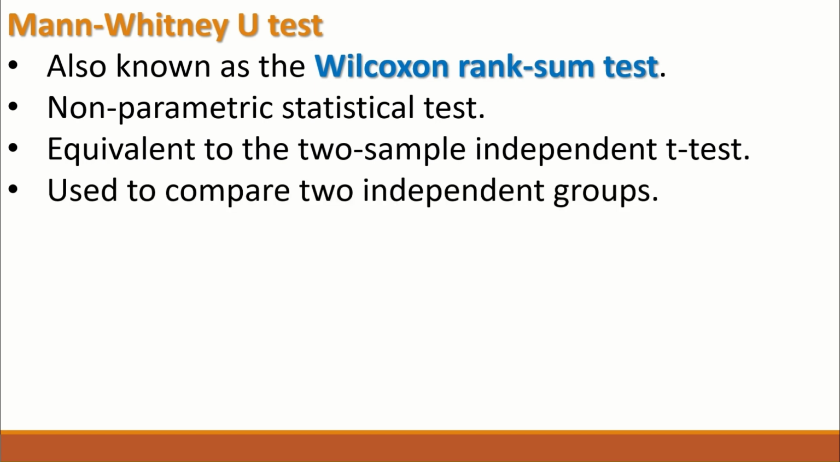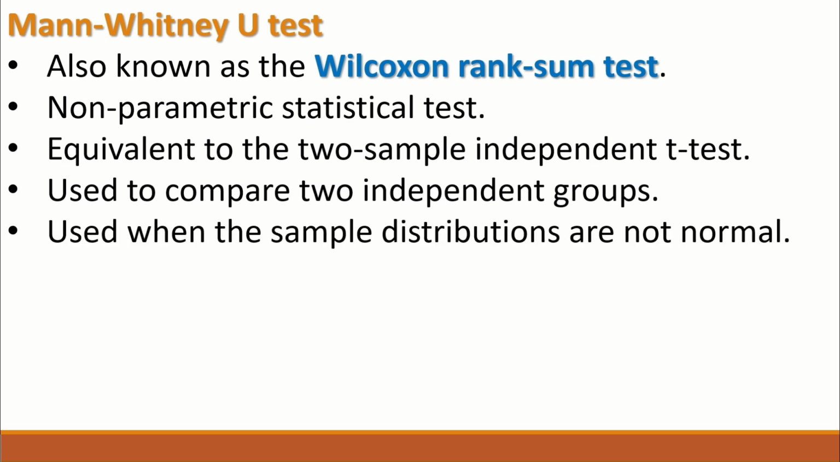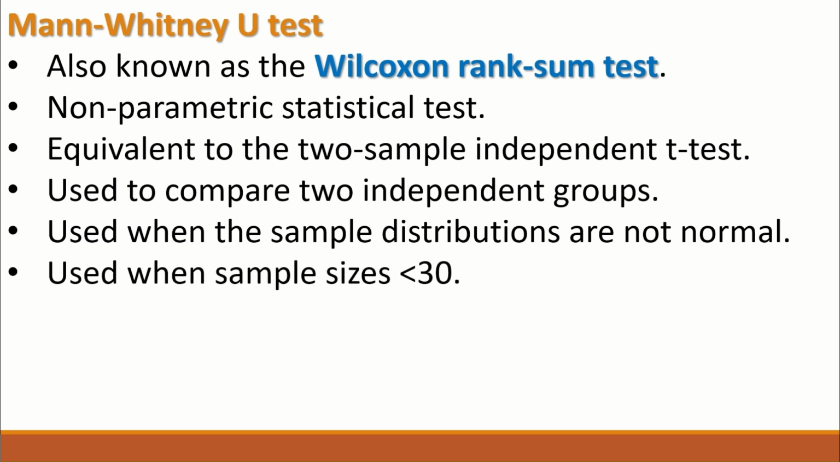So it is used to compare two independent groups. And it is used when the sample distribution is not normal. So when there are two groups and the data in one or both groups are not normally distributed, then the independent t-test cannot be used, and Mann-Whitney U test is an alternative statistical test to use. It is also used when the sample size is too small.